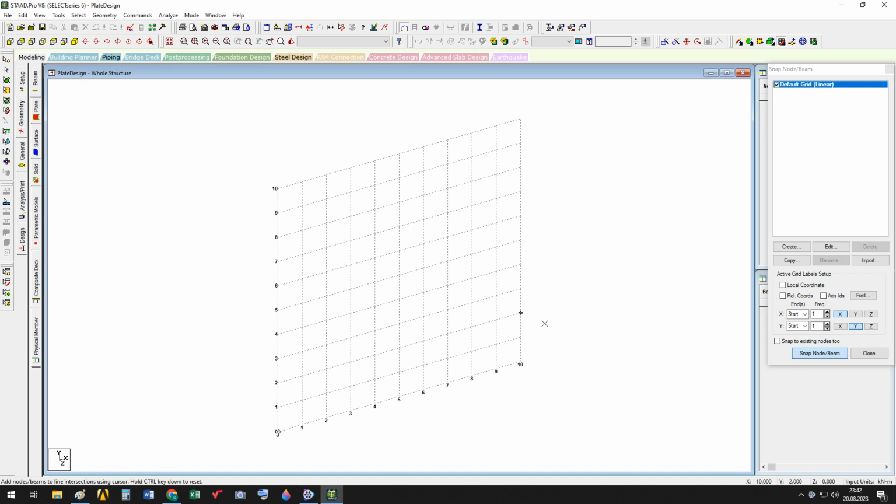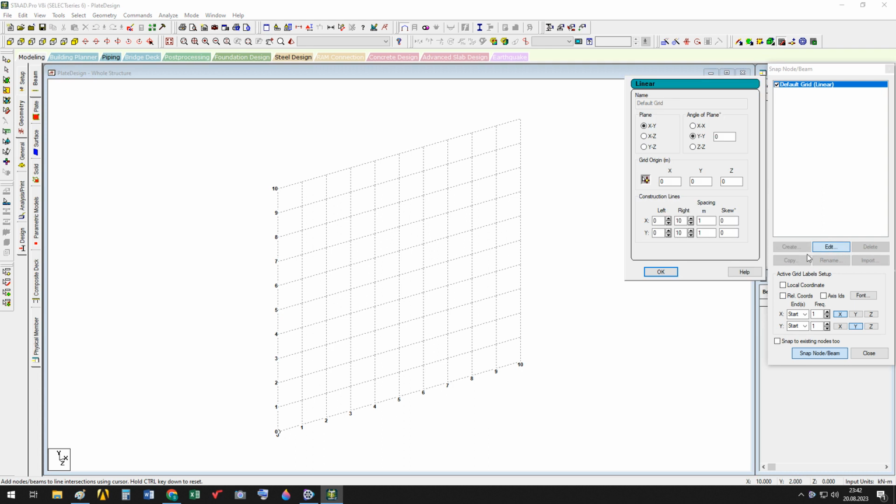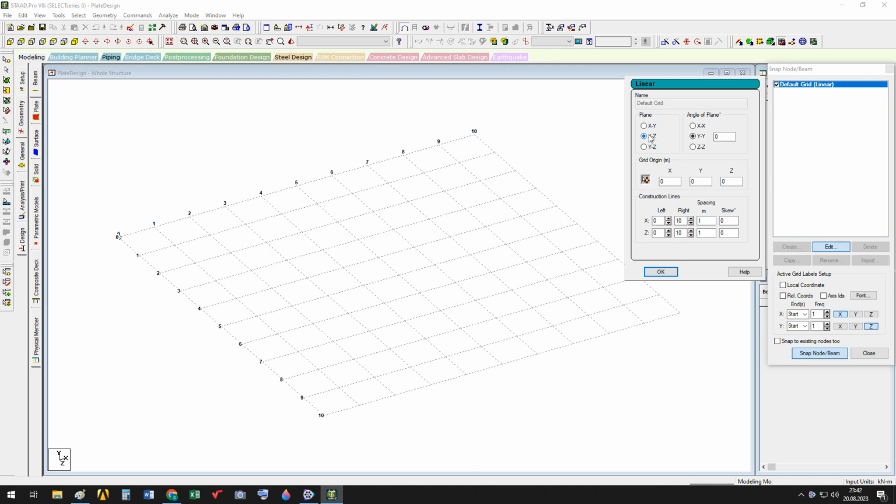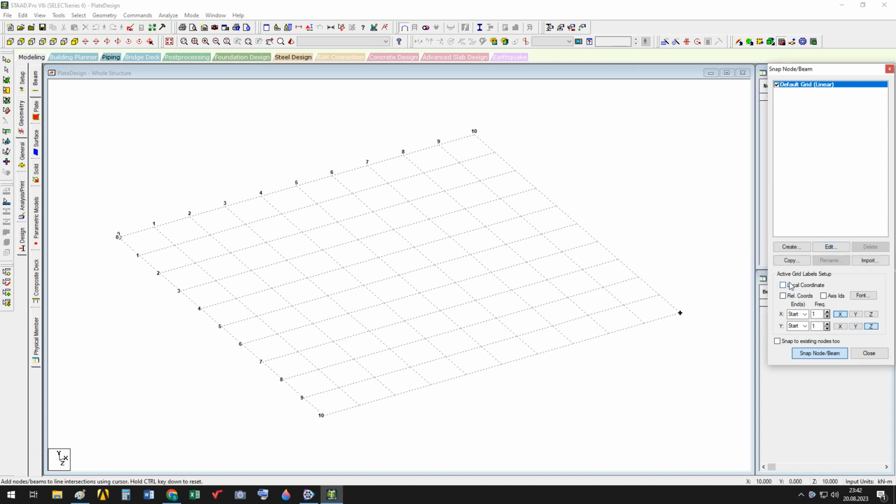In this video I will make plate analysis and design. Now since y is the vertical axis and my plate lies in a floor plane, if we think of a building as a structure, that's why I want to replace this grid system in the XZ plane. Click edit here, change the plane of the grid system, and then click OK.